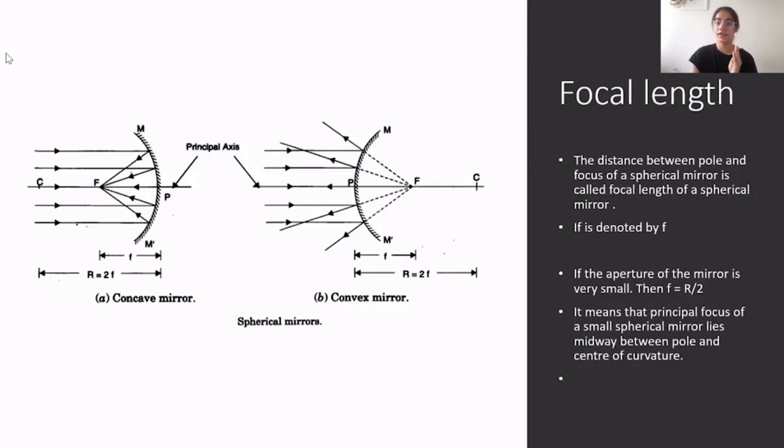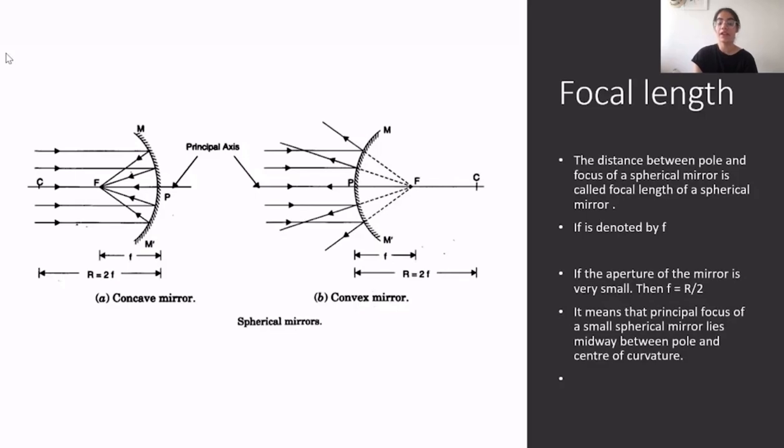The length starting from the pole to the focus, the measurement of this length, is termed the focal length of a spherical mirror, be it convex or be it concave.